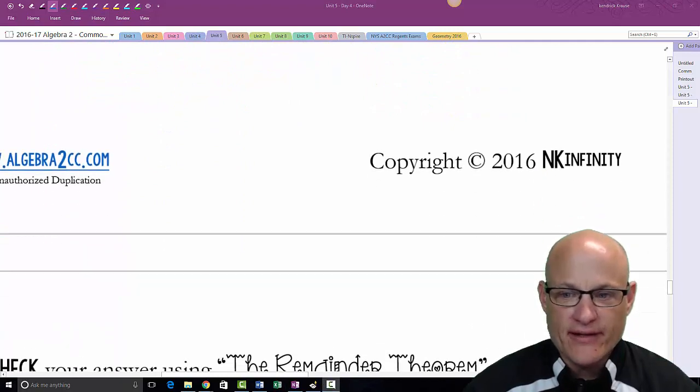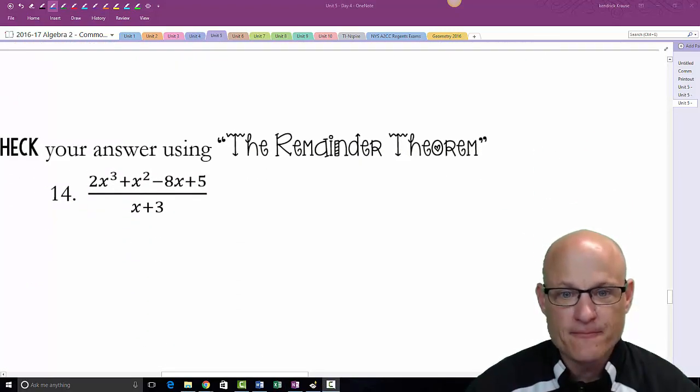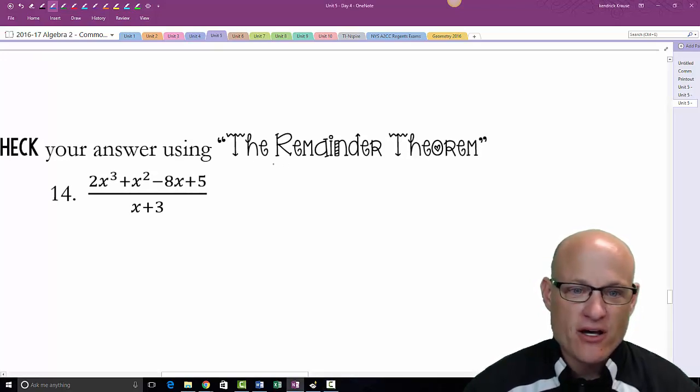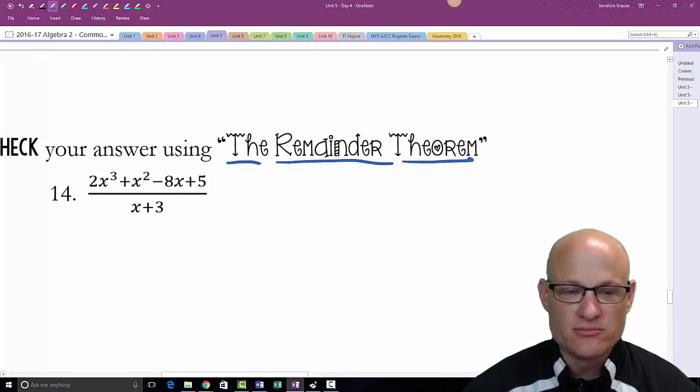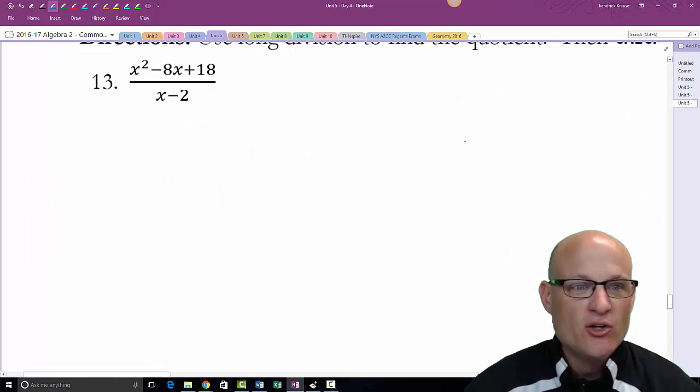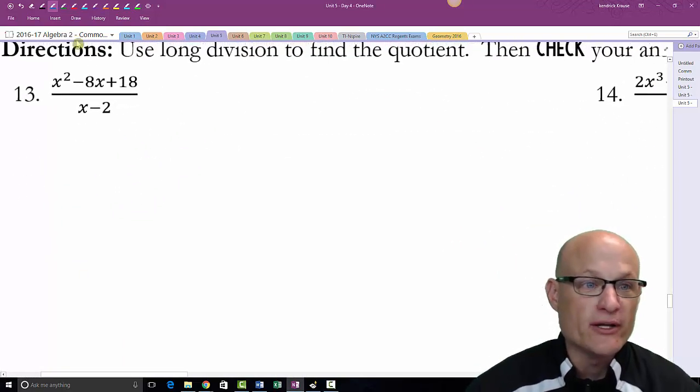Two problems left, kids, and I'm not going to lie, these problems are fun. Does that look like reindeer? The reindeer theorem? The reindeer theorem. Oh, I love reindeer. Good old Rudolph the Red-Nosed Reindeer.